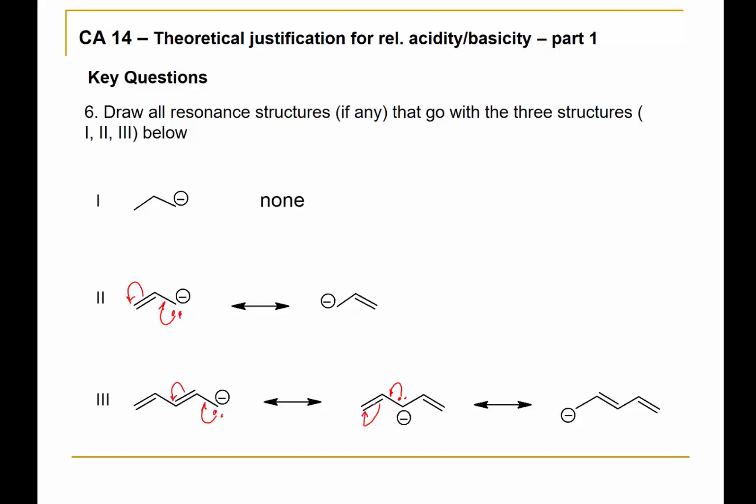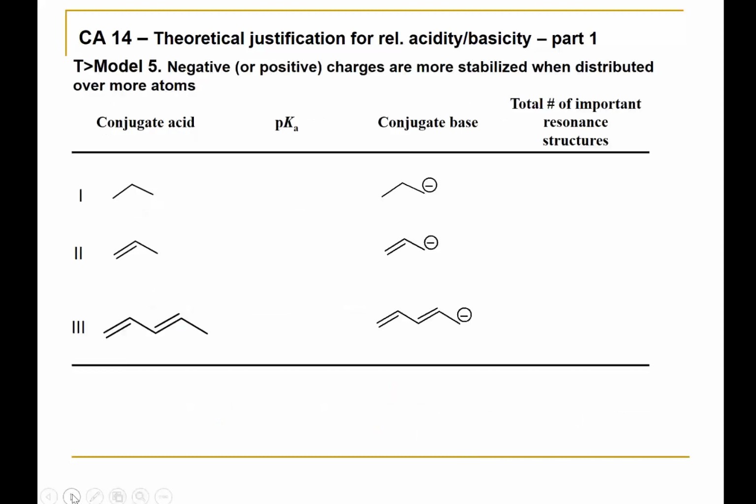Now, how does this relate to the stability of conjugate bases? Well, let's consider then our next set of acids, which look like this. So I'm looking in the teaching model number 5, and I've labeled each of these conjugate acids as 1, 2, and 3. Now, the key question number 7 says, based on your answer to key question 6, and the fact that the relevant pKa's are 33, 43, and 50, complete the above table.